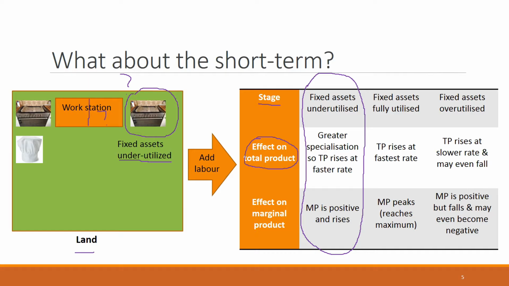Well, you can now have more specialization. Our extra chef, for example, will be able to take part in helping the first chef in food preparation, while the second chef focuses upon working in the oven and making sure the cookies come out at the right time. So you now have greater specialization and total product will rise at a faster rate, and that explains why the marginal product increases when you have low amounts of variable factors, because by adding more variable factors you can have more and more specialization, and therefore the marginal product will increase.